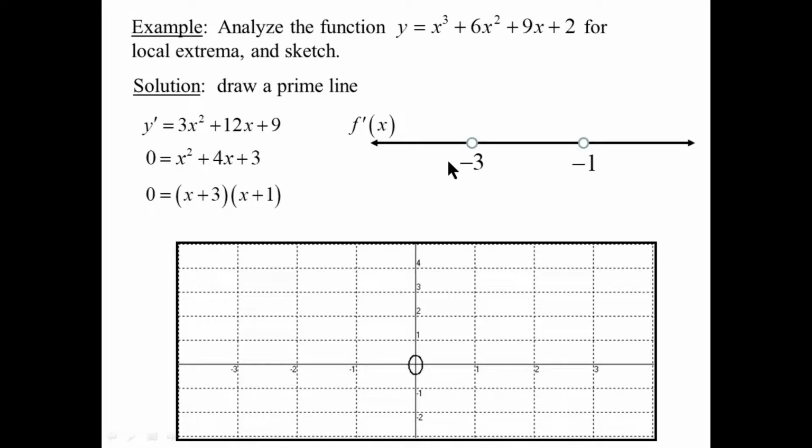Analyzing the intervals, to the left of -3, subbing into the derivative, well, subbing in something large and negative will square and become positive. Subbing in between -3 and -1, let's sub in -2 to the derivative. -2 squared is 4 times 3 is 12. -2 times 12 is -24. Combine those, you get -12 plus 9. That's going to be negative. And then substituting in something large to the derivative, when squared, will become huge and positive. So there we have our prime line.